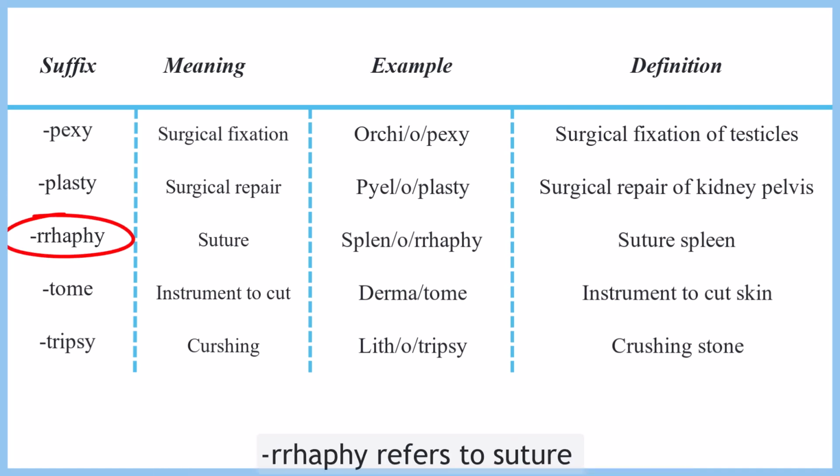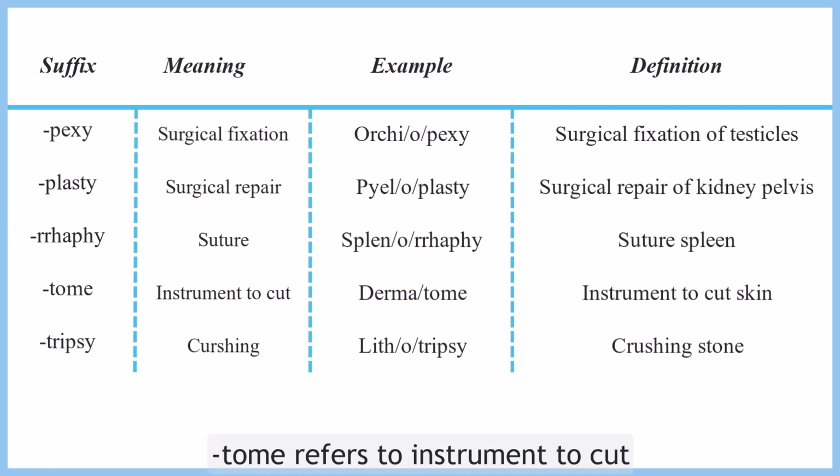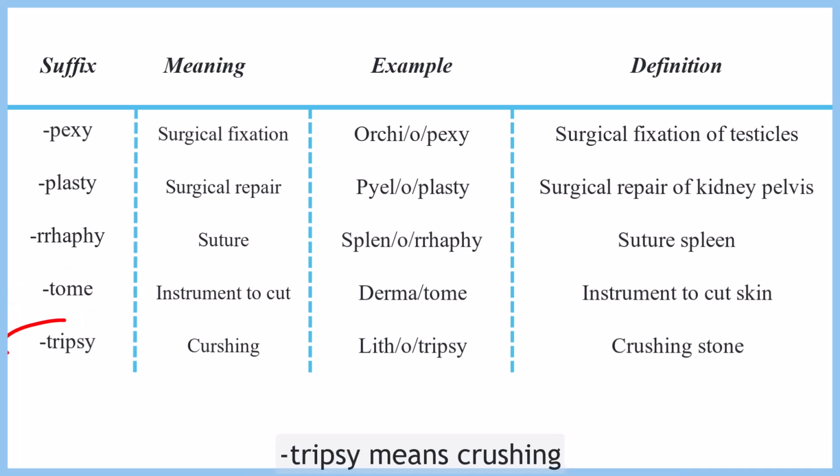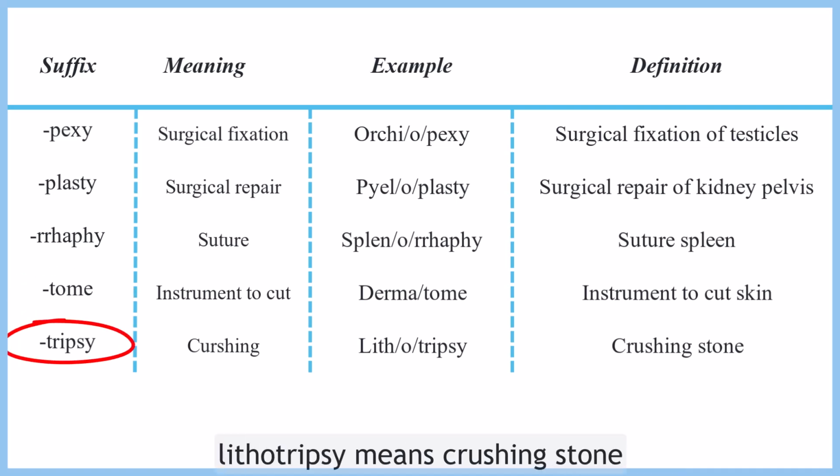Raphy refers to suture. For example, splenorrhaphy means simply suture the spleen. Tome refers to instrument to cut. Dermatome means instrument to cut skin. Tripsy means crushing. Lithotripsy means crushing stone.